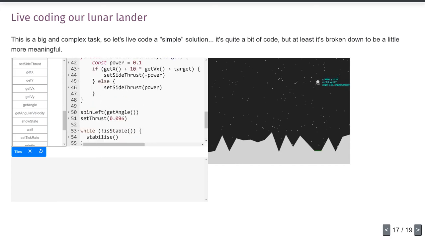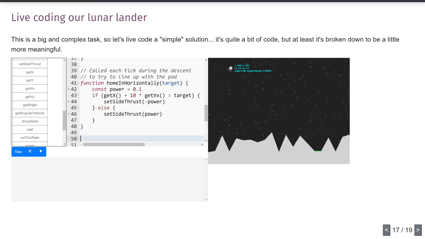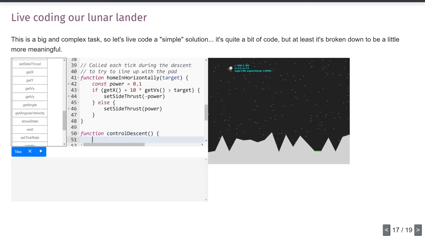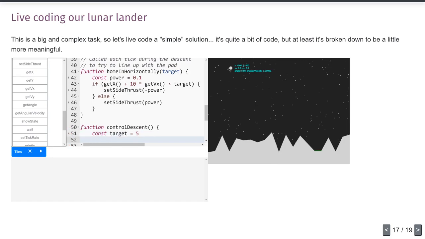Yeah, but we've still just set our thrust at 0.96. So we've actually got to start controlling our descent, haven't we? So let us now control our descent as well. So function controlDescent. And in this case, I'm just going to put the speed that we want to be going in here, which is going to be 5. And I'm just going to do my, am I going too fast?